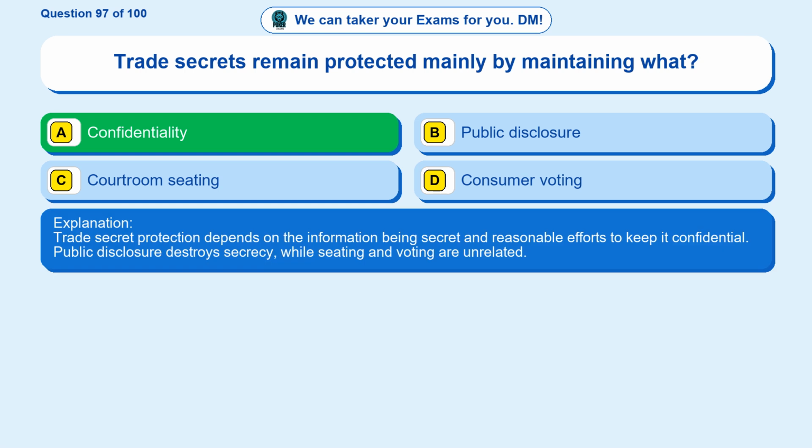Trade secret protection depends on the information being secret and reasonable efforts to keep it confidential. Public disclosure destroys secrecy, while seating and voting are unrelated.